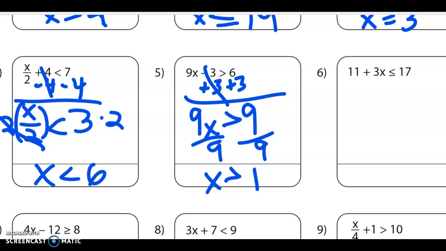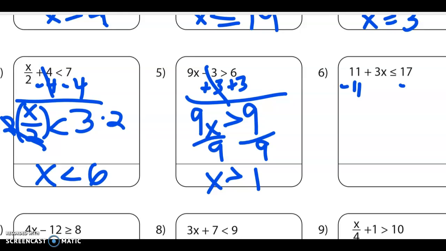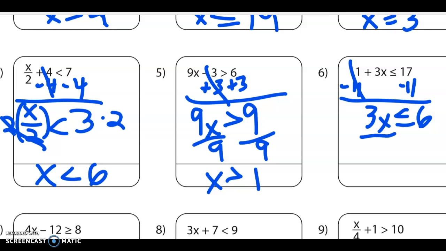Okay? So here we have 11 plus 3x is less than or equal to 17. So the first thing we're going to do, just like when we're solving our equations, is subtract 11 from both sides. So we're left with 3x less than or equal to 6. So we want a number that's going to give us something smaller than 6. So we divide by 3 to get x by itself. And we're left with x less than or equal to 2.